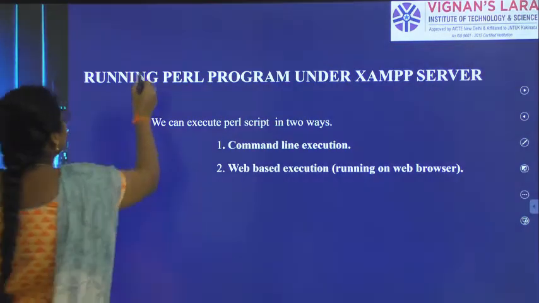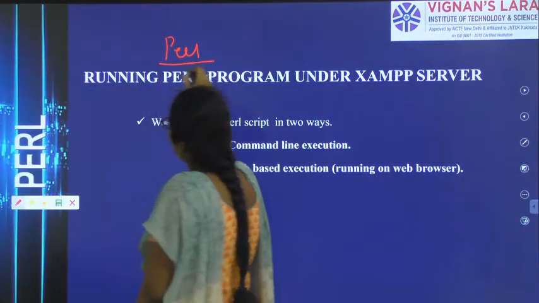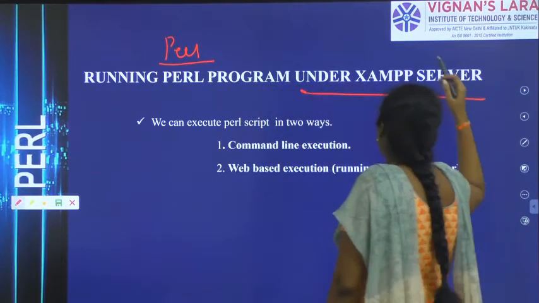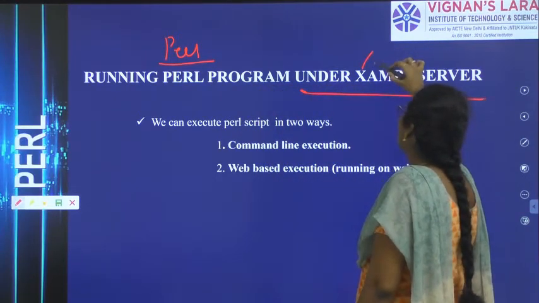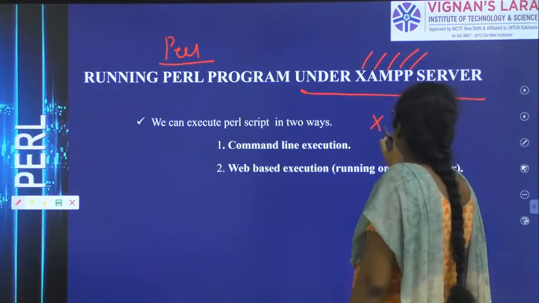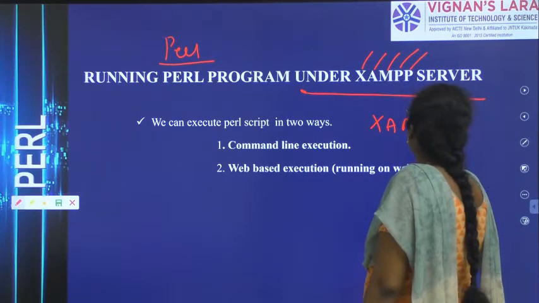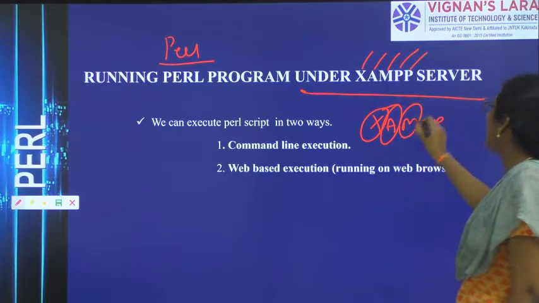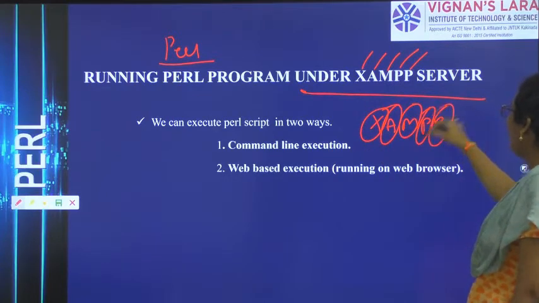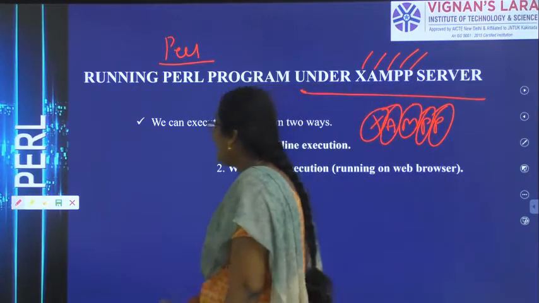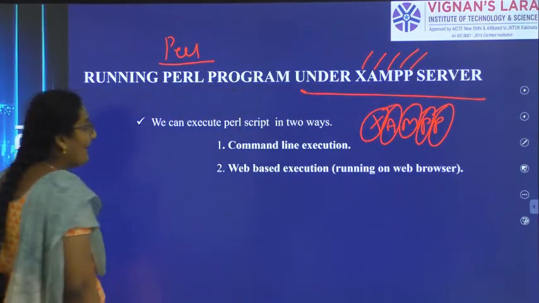We are running this Perl program also on a JAMP server. As I already told you, compatible Apache MySQL PHP Perl. So what is the full form of JAMP? Compatible Apache MySQL PHP Perl. That is the full form of JAMP as usual. So we are again running this Perl programming on JAMP only.